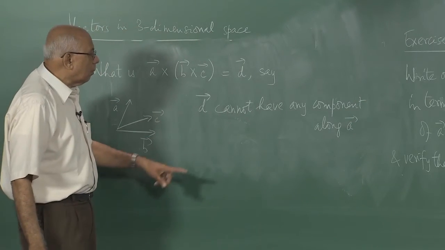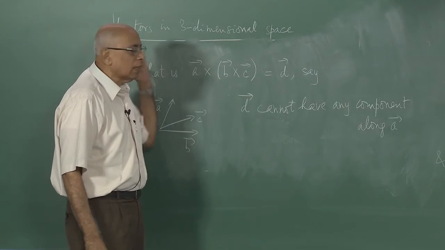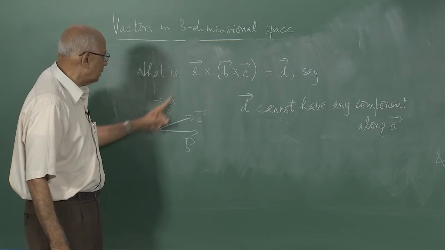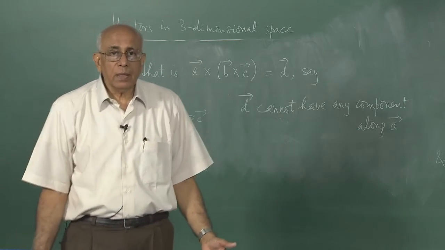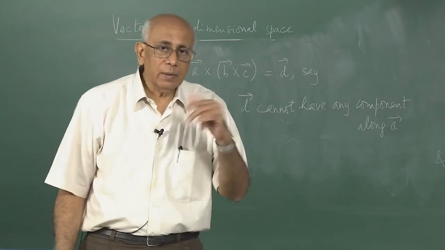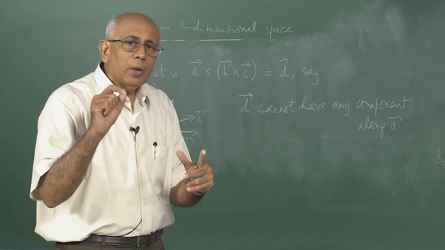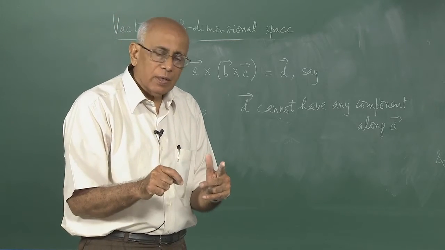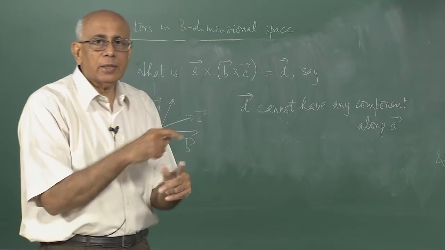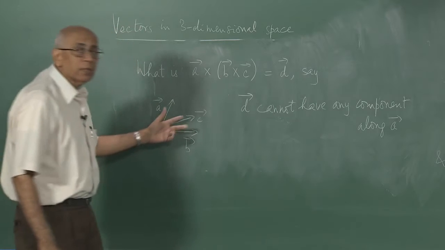It cannot have any component in the direction of B cross C either, but that is a little more complicated than saying it can't have any component along this vector here. Now in three-dimensional space, if I have three non-coplanar, non-collinear vectors, then the coordinates of any point can be written as some multiple of the unit vectors of the first direction, the second direction, and the third direction, independent of whether these directions are perpendicular to each other or not.